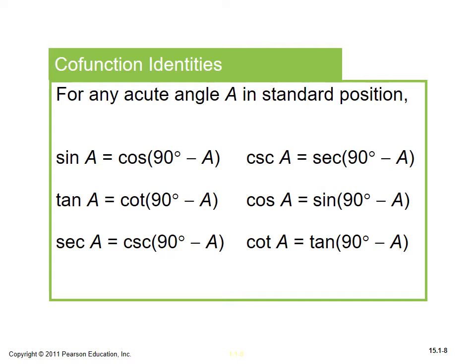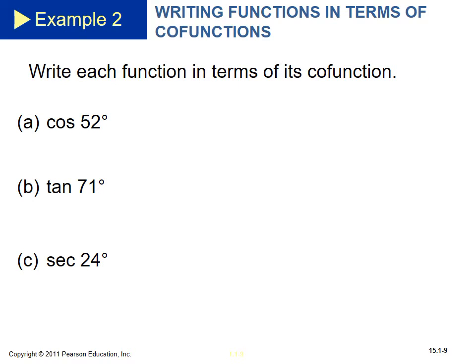The tangent of A is equal to the cotangent of 90 minus A. And the secant of A is equal to the cosecant of 90 minus A. The cosecant of A is equal to the secant of 90 minus A. The cosine of A is equal to the sine of 90 minus A. And the cotangent of A is equal to the tangent of 90 minus A. So these are all related to each other. All right, now, so write each function in terms of its cofunction.